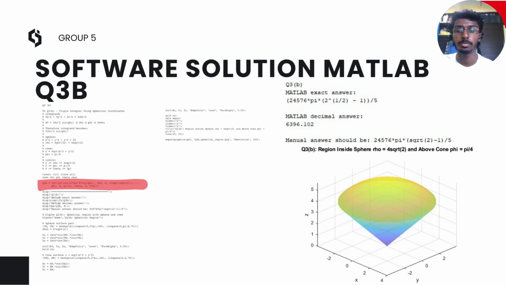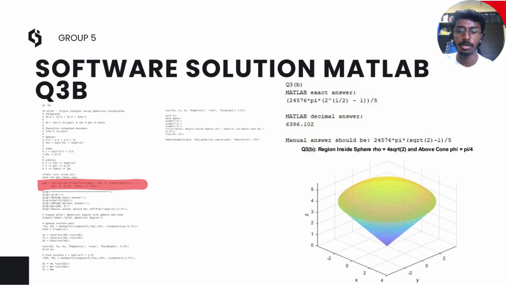This means MATLAB first integrated with respect to rho from 0 to 4 root 2, then integrated with respect to phi from 0 to pi over 4. Finally, it integrated with respect to theta from 0 to 2 pi.